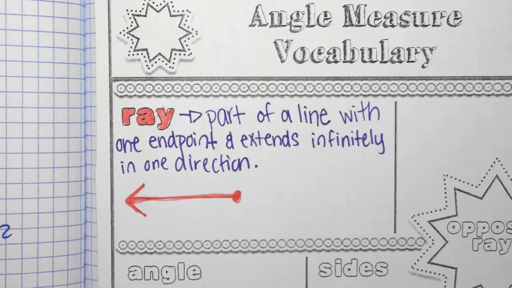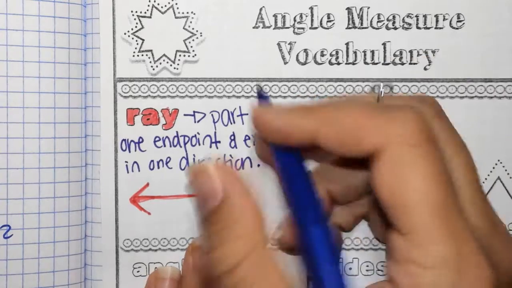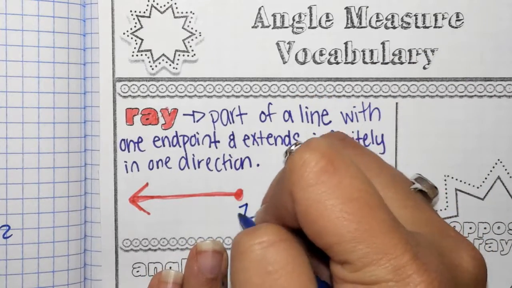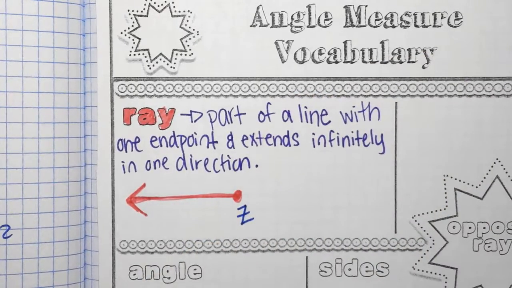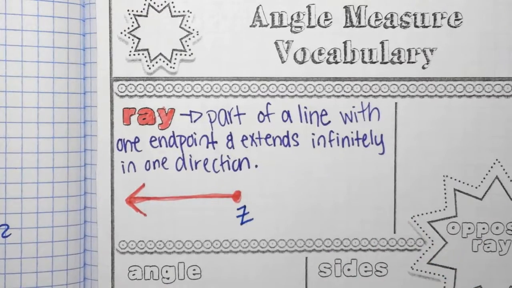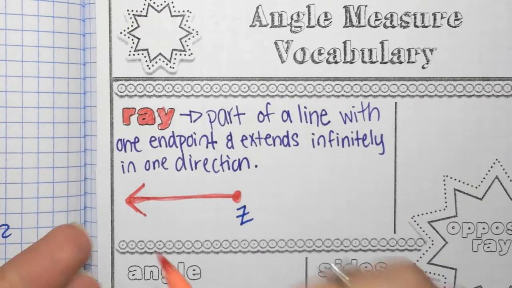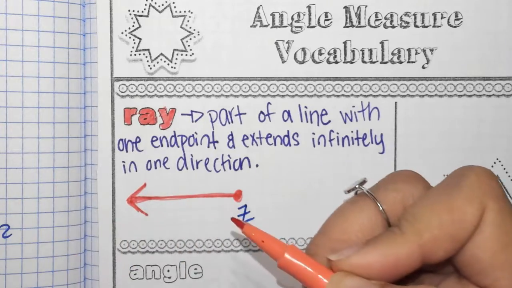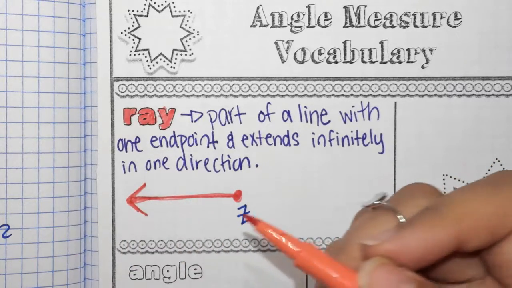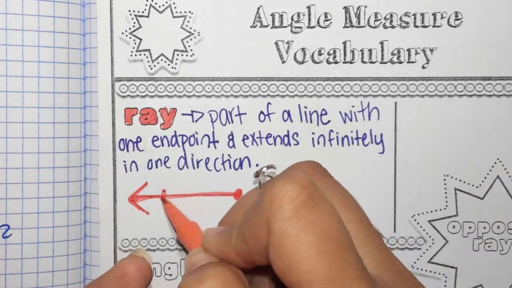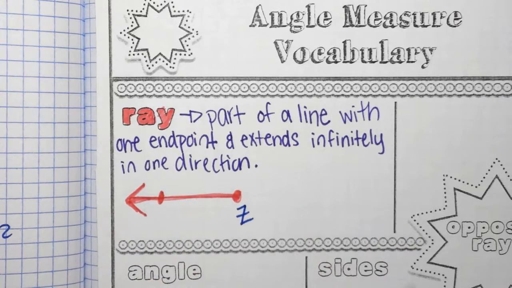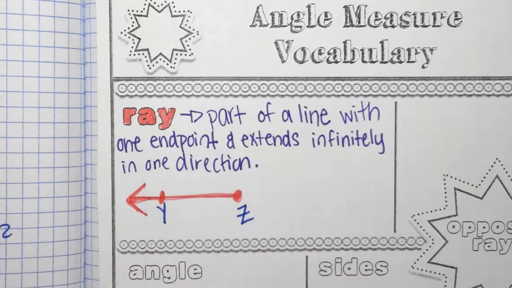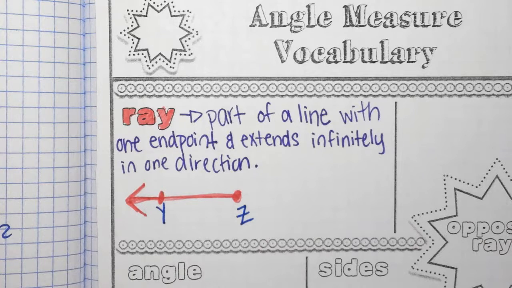Now, since it's a point, should we name it with a letter? Capital letter or lowercase? Capital. I'm going to call it Z because I don't think Z gets enough love. Should we put another point on there? It could have more. It has one end point. Now, is this other one an end point? Or is it just a point on the ray? Look at us go.